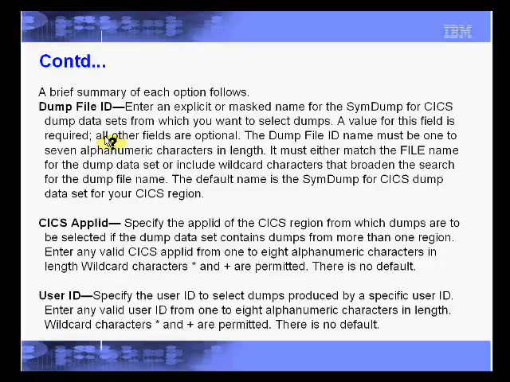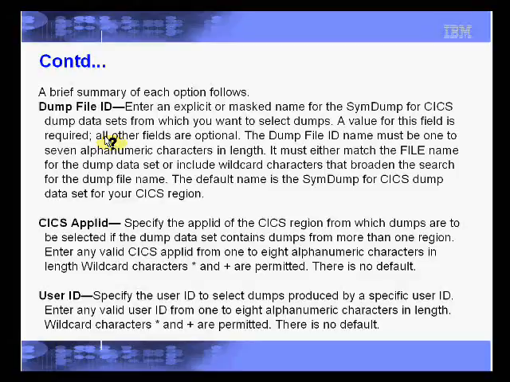This is nothing but the CICS application region name where you would like to see the abends that occurred. So specify the application ID of the CICS region from which dumps are to be selected, if the dump dataset contains dumps from more than one region. For example, if you have allocated the dump file to more than one region and you would like to see only a specific region's abends, then you can specify the CICS application ID.